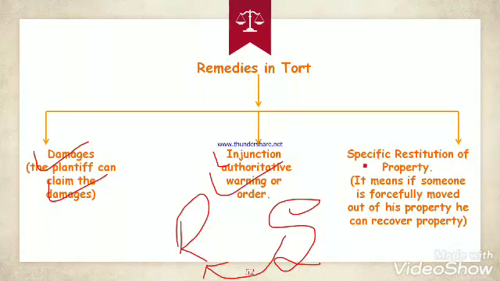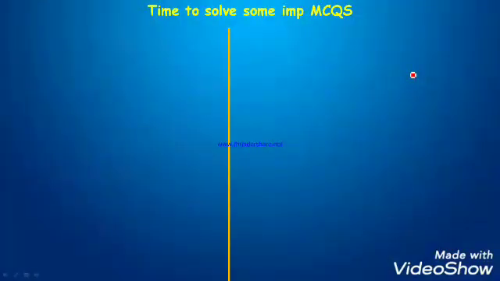The third one is specific restitution of the property. For example, if someone is forcefully moved, if I am moved out of my property, then I can recover that property. This will be considered the third remedy of tort.